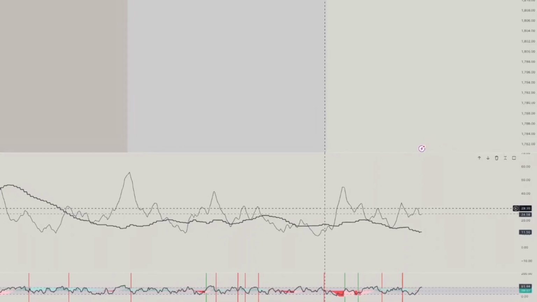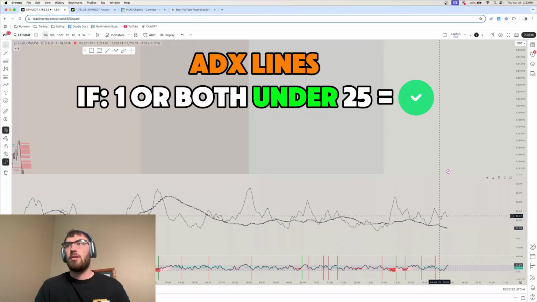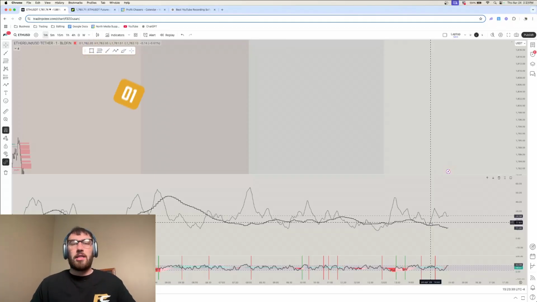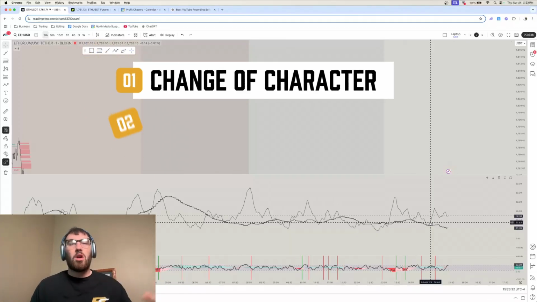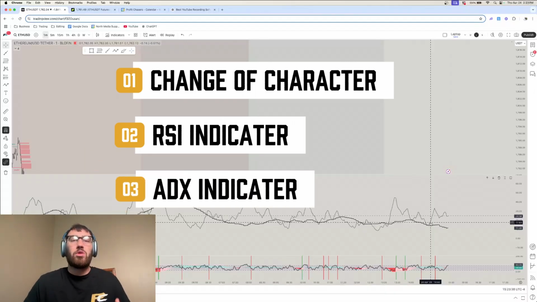So in order to take a trade, we want to see one or both of these lines under the 25 level. If both of these are above the 25 level, we do not want to take a trade. So those are the 3 things to spot the shift. You have your change of character, you have your RSI indicator showing your overbought and oversold areas, and then you have your ADX indicator showing exactly how strong the trend is on the 1-minute and the 5-minute charts.